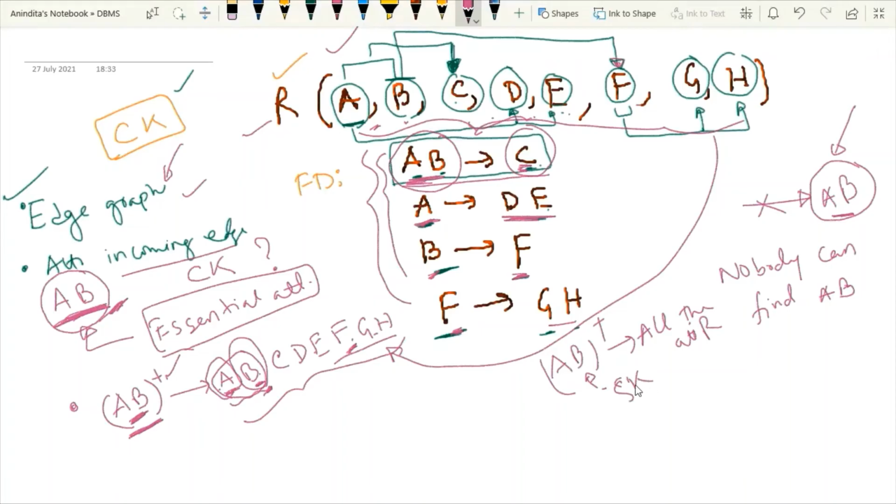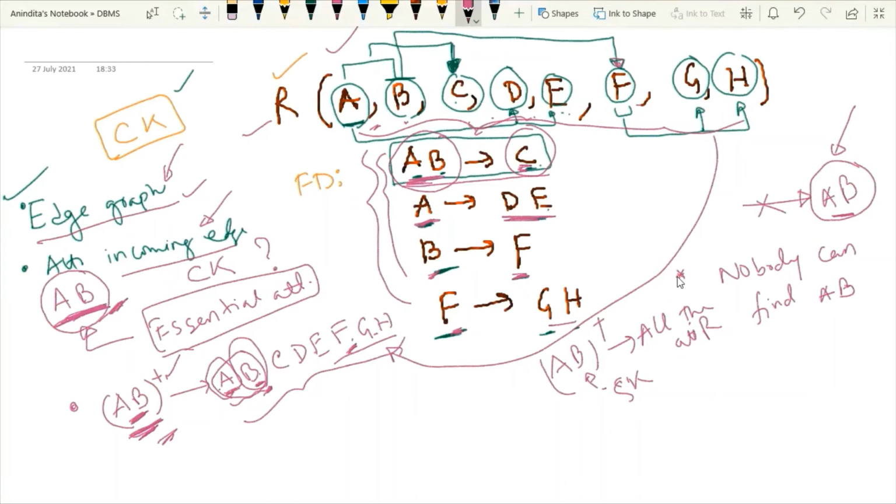But here we are finding the candidate key. Since this AB is achieved after finding this edge graph, and it is proven to be an essential attribute, this AB is considered a candidate key. So in the initial case, I explained that if you find the candidate key, then it is very easy to conclude which one is your super key.